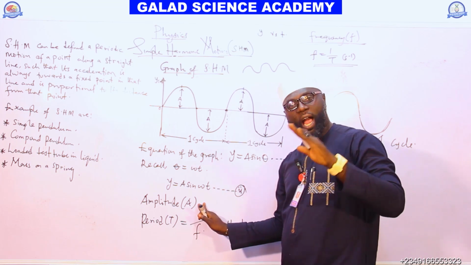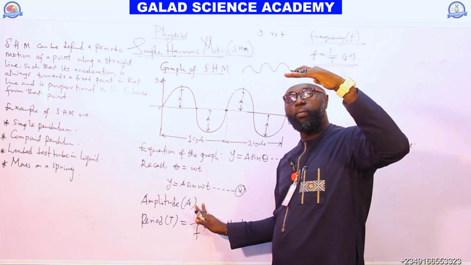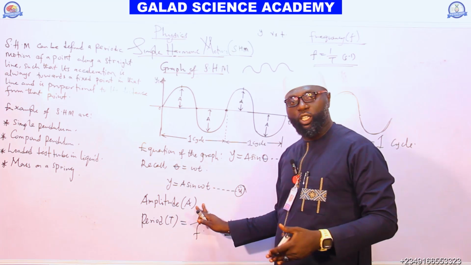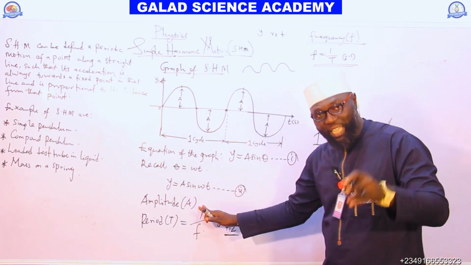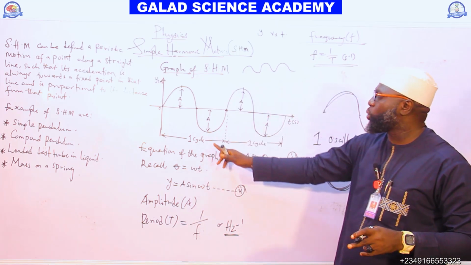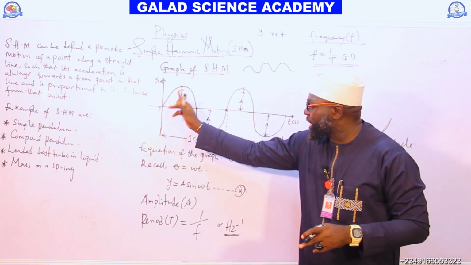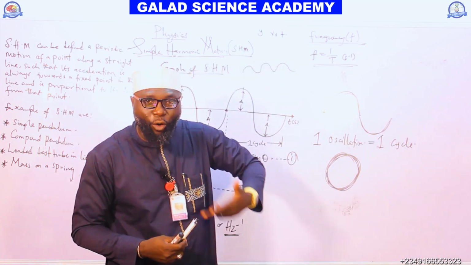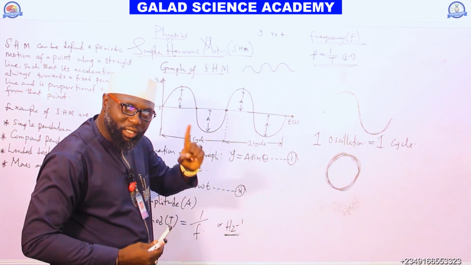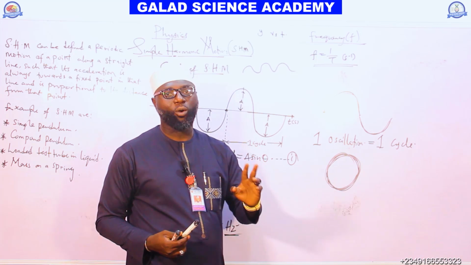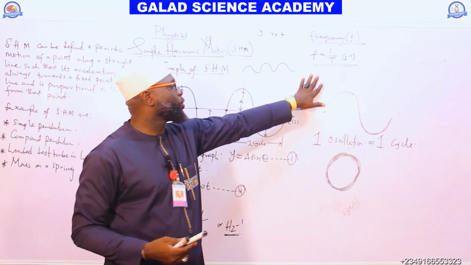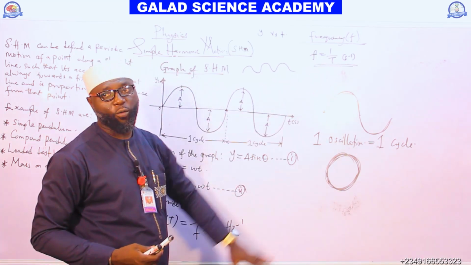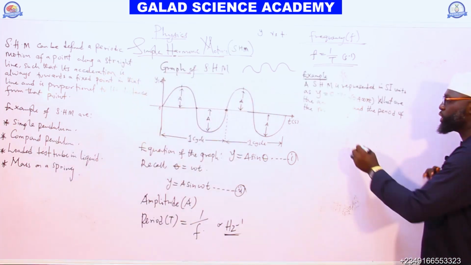amplitude. Once again, amplitude is the maximum displacement of a wave. The period is the time taken to complete one circle, or the time taken to complete one oscillation, is called period, but the frequency is the number of oscillations in 1 second, or per second, is called frequency, and is 1 over T. Let us solve this question now.